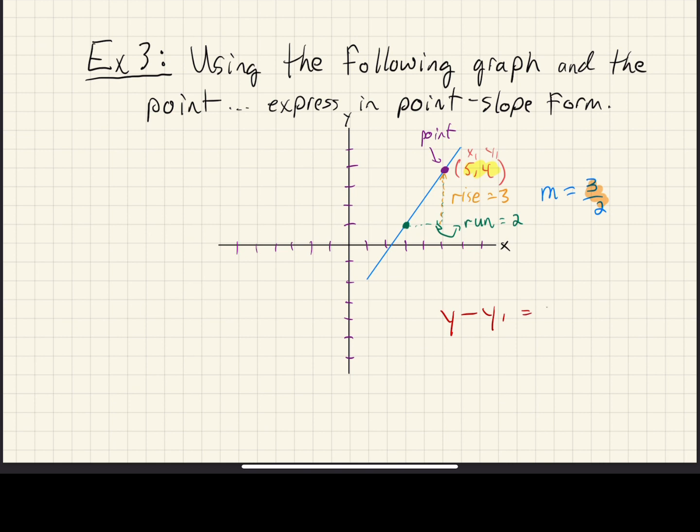to the point slope form as follows. And that'll be y minus, we said y1 was going to be 4. The slope is 3 over 2. And then it'll be x minus the x1 value of 5. And this is the point slope form from the graph.